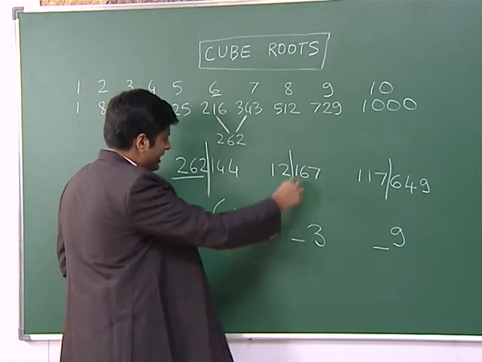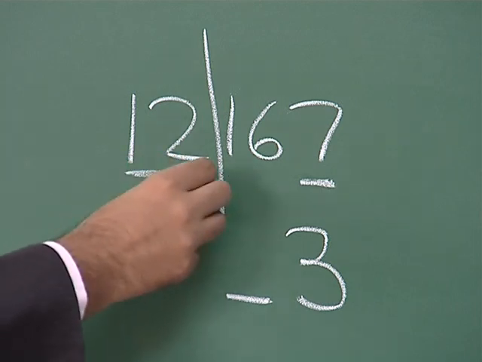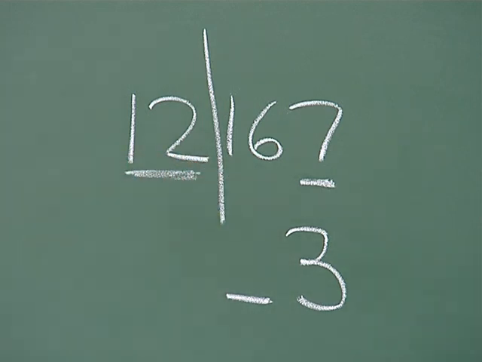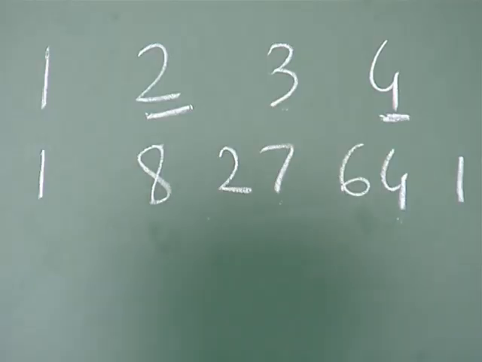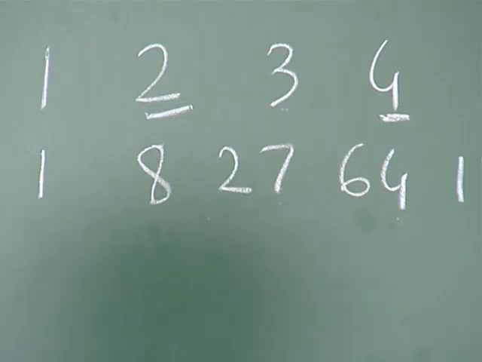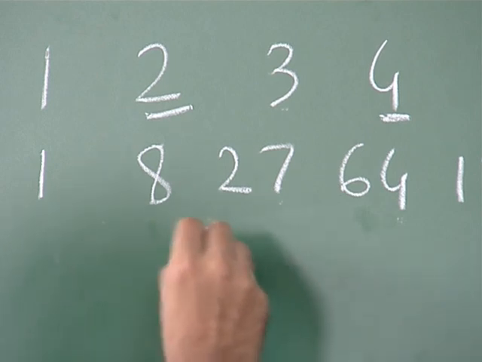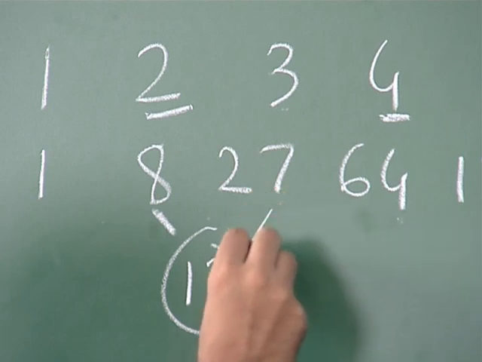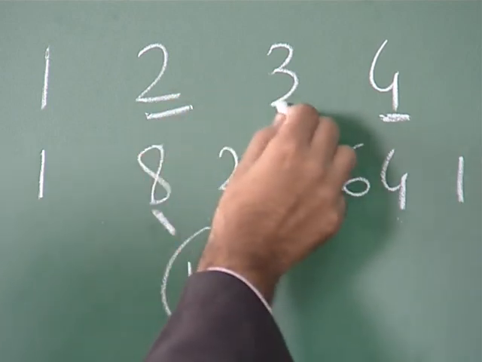Similarly friends, in the second question, the number to the left of the slash here is 12. Ask yourself, where will 12 come on the number line? Is 12 between 1 and 8? No, it doesn't come between 1 and 8. Does 12 come between 8 and 27? Yes, because 12 is bigger than 8 and smaller than 27. That means it is between 2 and 3.